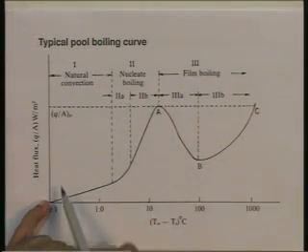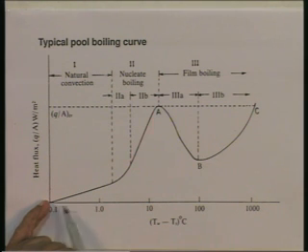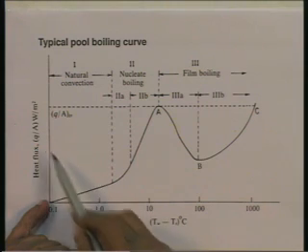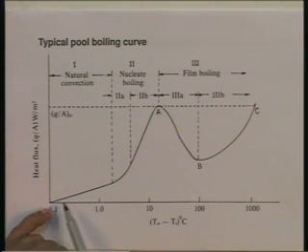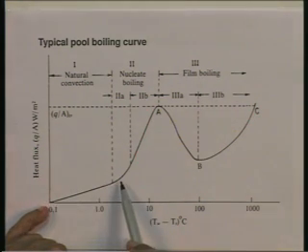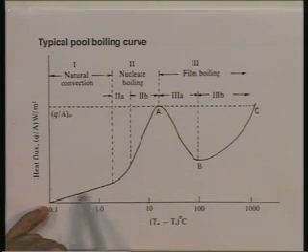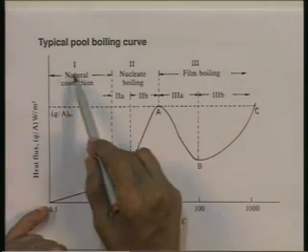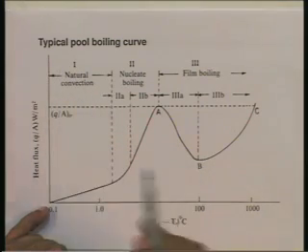The first region is the region in which Q by A is increasing with T W minus T S, but increasing slowly. This is a logarithmic slope, mind you, this is a log scale that I am talking about. This is the region called natural convection.